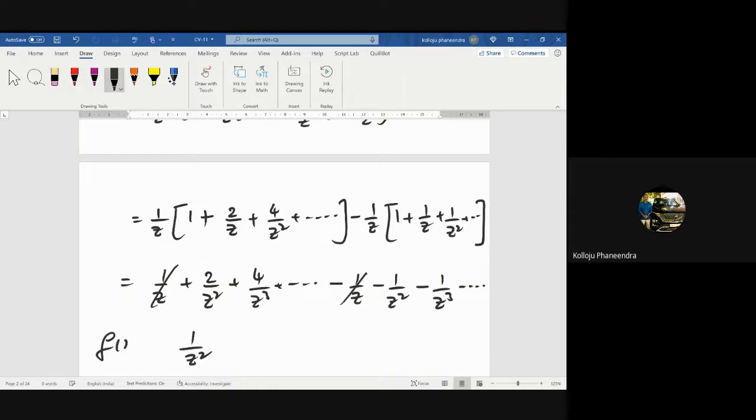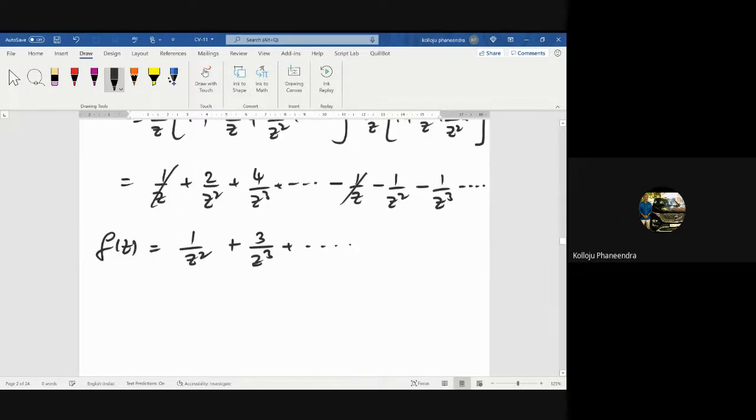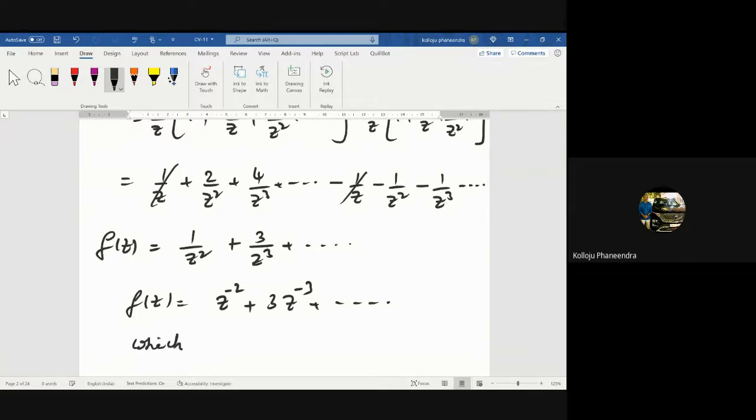This f of z is equal to 1 by z square plus 3 by z cube, and so on. That means any positive power is not there. Only z power minus 2, 3 z power minus 3 and so on. It is not a Taylor series. So definitely, this is the Laurent series expansion.